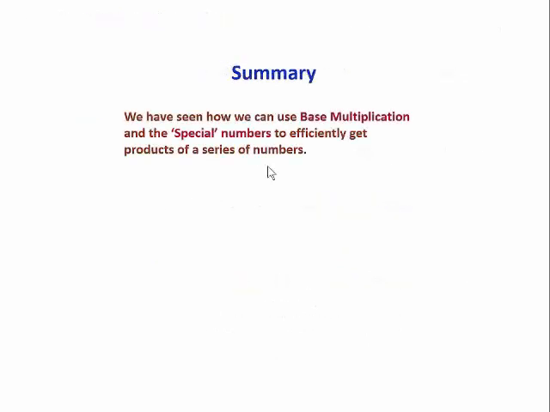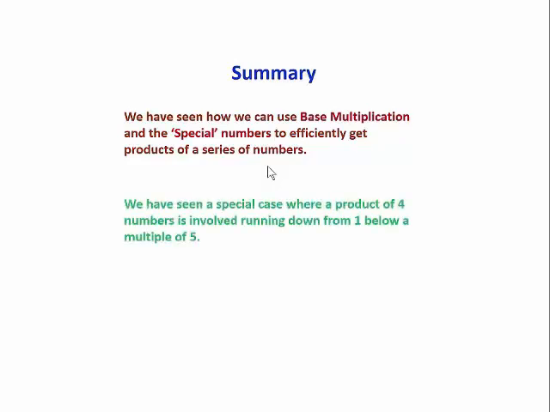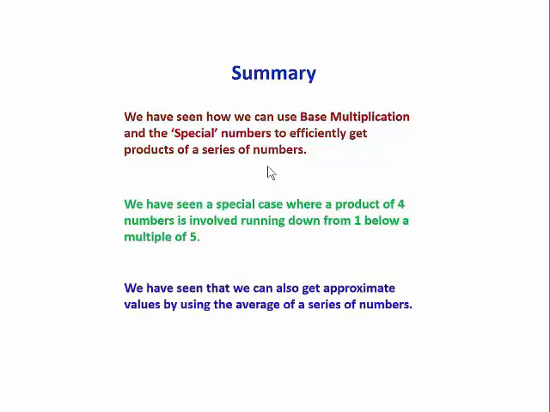We've seen how we can use base multiplication and the special numbers to efficiently get products of series of numbers. We've seen a special case where there are a product of 4 numbers involved, running down from one below a multiple of 5. And we've seen that we can also get approximate values by using the average of a series of numbers. Thank you.